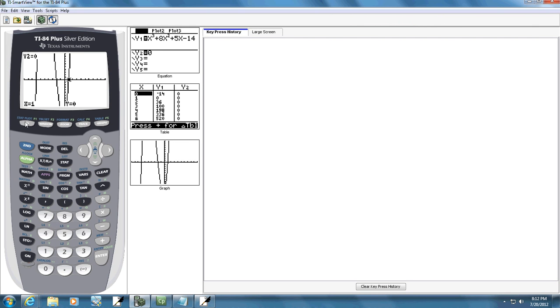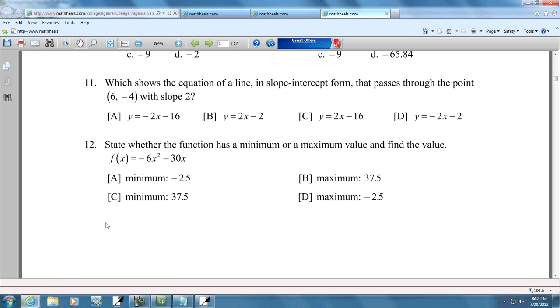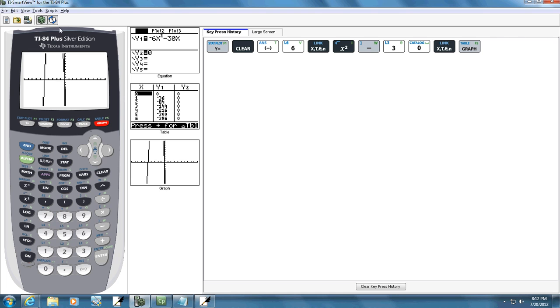I'm going to plug that in. So I'm going to go to y equals, press clear. And I got negative 6x squared minus 30x. Now let's just graph this, just to get a visual look at it. I see it's going up here off the screen, and at some point it's coming back down and going like that. So it's obviously a max.